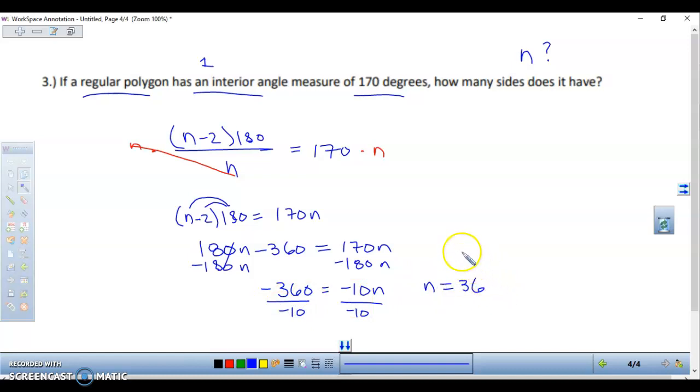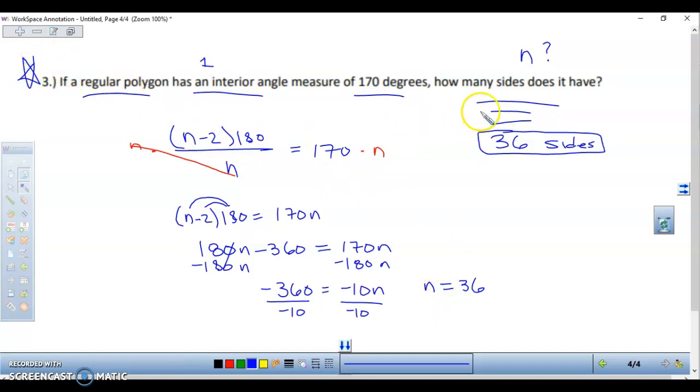Now listen to this question. How many sides does it have? Think about this answer. 36 sides is a great answer. But check this out. Suppose I got an answer that was negative 8. You can't have negative 8 sides. That wouldn't make any sense. Suppose you got an answer that said 23.56. You can't have a fraction of a side. So one good check with a problem like number 3 is that if it asks how many sides does it have, you better get an integer answer.